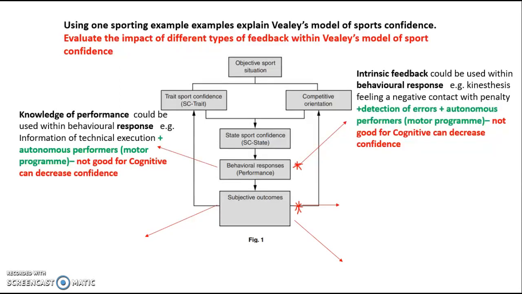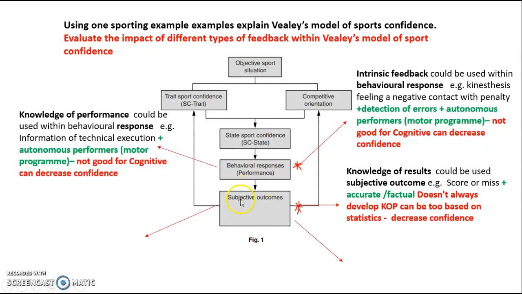Now, going down from here, we get down to the subjective outcome. Remember when we got here, we said this is the interpretation of your performance. So if you score a penalty, that then gives you knowledge of results. Knowledge of results could be used at the outcome of the performance, so for example, score or miss. Now, the good thing about this is it's accurate and it's factual. Okay, you either score or you miss.